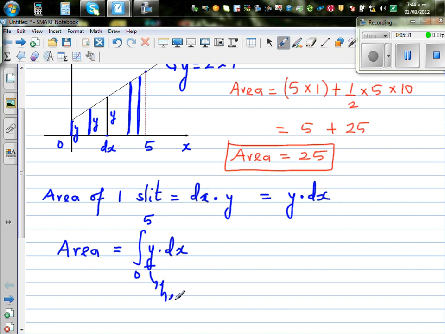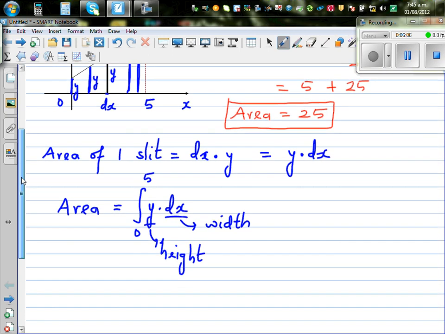Y is your height, which is going to change, and dx is the width, which is constant, which is infinitesimal. Okay, and when you say integration, you're adding. This notation means it is the addition of all infinitesimally small rectangles from 0 to phi. And how will you define each of the rectangles? The width of each rectangle is dx, which is infinitesimally small, and your y is going to change. Okay, so this is what you do.